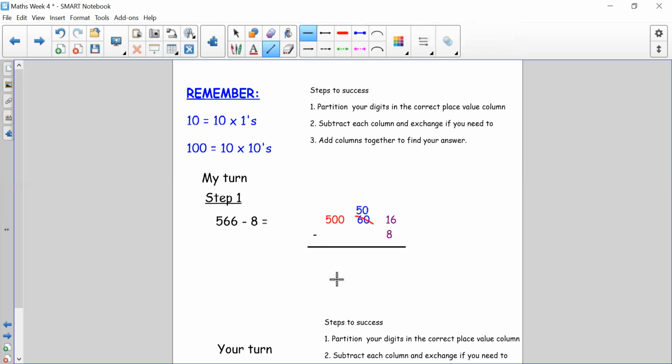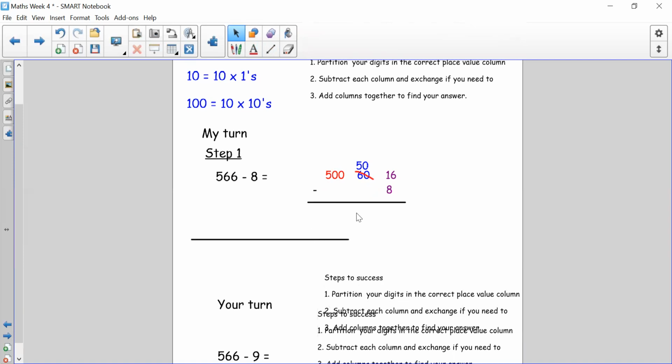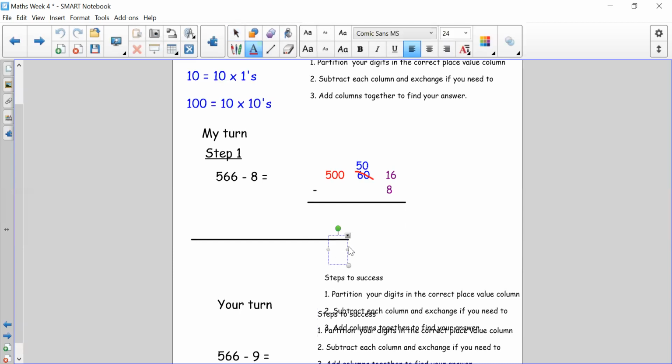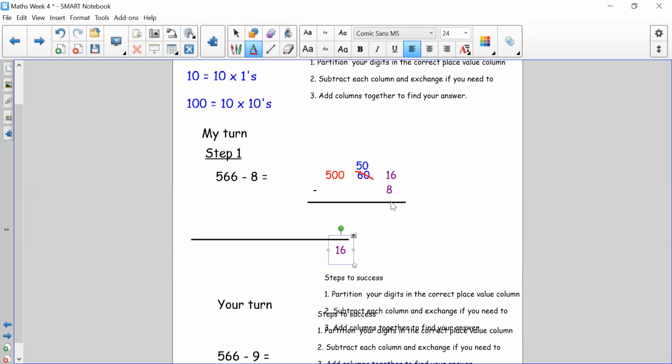Okay, so I'm going to get my number line to help me. You can do this either with a number line or you could do it with counting backwards, or if you know what your number bonds are, you can just work it out. So I'm going to start with my number line. I'm going to put 16 here. That's my starting number. And I'm going to do 8 jumps backwards.